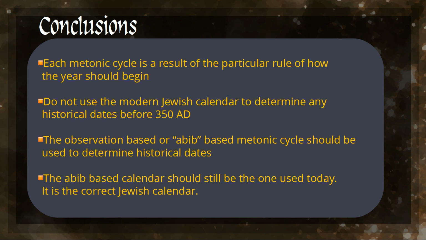And the final conclusion is that the Abib-based calendar should be the method in use today. The modern calendar rules have strayed from the original intention of how the calendar should be maintained. We have seen that an entirely different Metonic cycle has resulted, which shifts the start of the years around. Only by using the Metonic cycle which results from the state of the barley harvest does the calendar maintain its correct relationship with the spring equinox and the proper harvest timing.